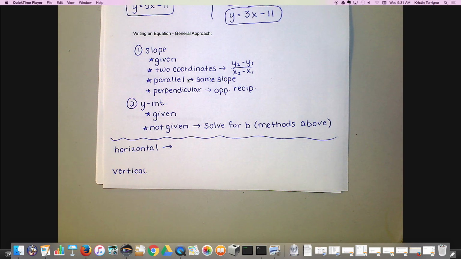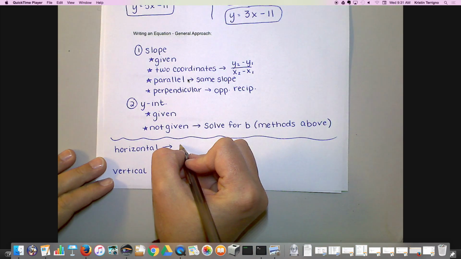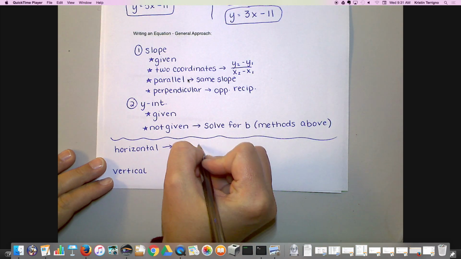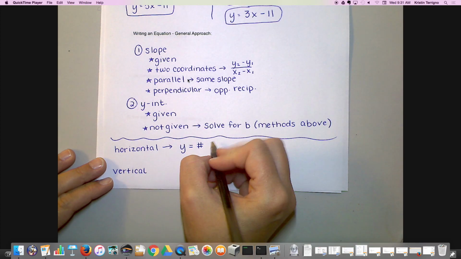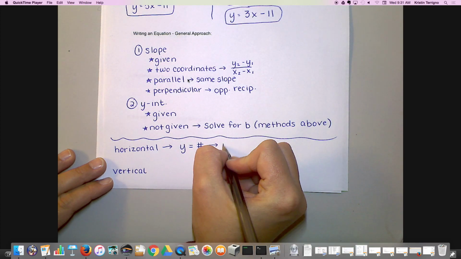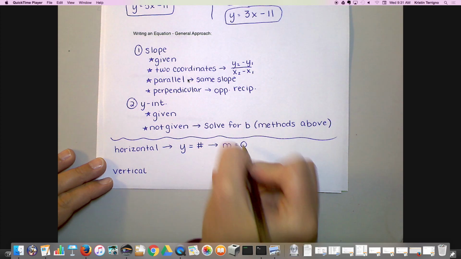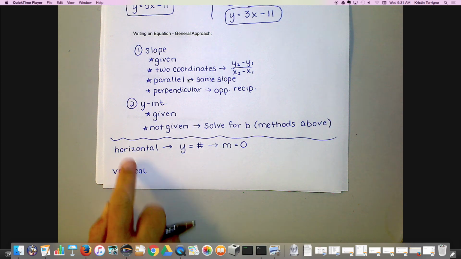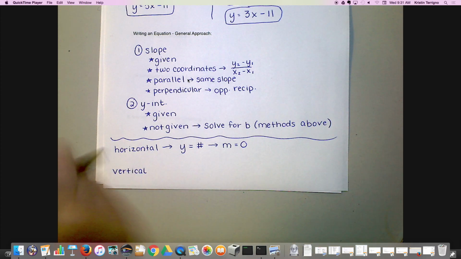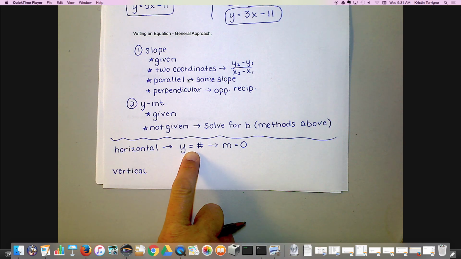What does the equation look like for a horizontal line? Y equals a number, right? Okay, so y equals a number. And then we also know that with this type of equation, my slope is 0. So if it says, write me an equation for a horizontal line that goes through such and such point or whatever, you know that your equation is going to look like this.